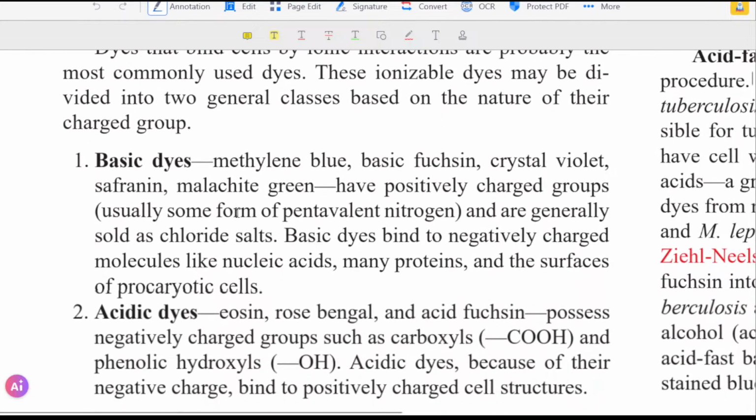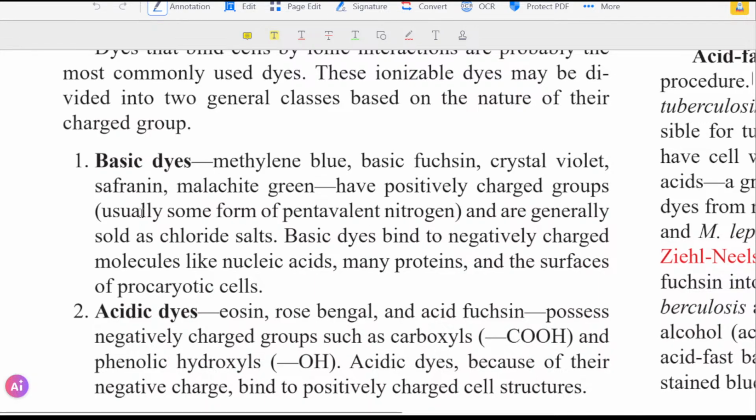But they are saying that these have a positively charged group, usually some form of pentavalent nitrogen. Right, so they are saying in these kinds of dyes there are cases where there is pentavalent nitrogen involved for the positive group, making it basic, and dyes are generally sold as chloride salts. Chloride salts. Why chloride salts? Oh, chloride salts. Basic dyes bind to negatively charged molecules like nucleic acid, many proteins, and the surface of prokaryotic cells. Alright, so this part we do get it, that the basic dyes bind to negatively charged molecules.